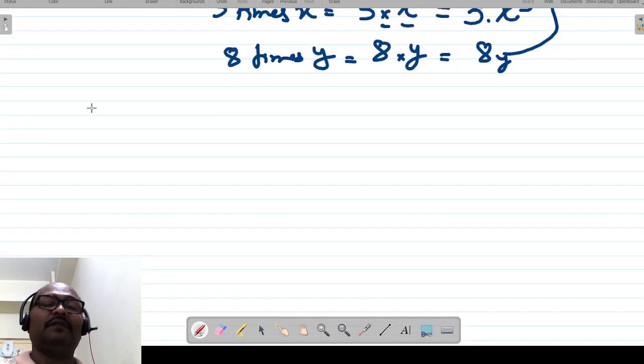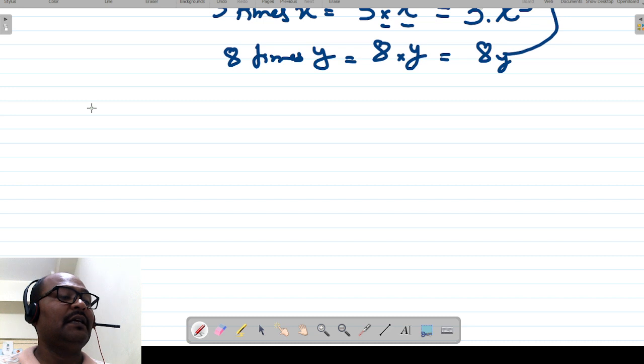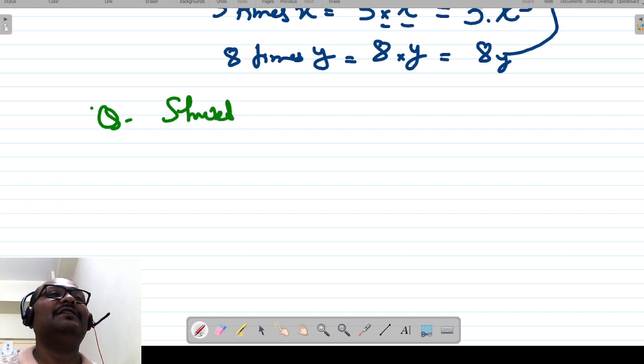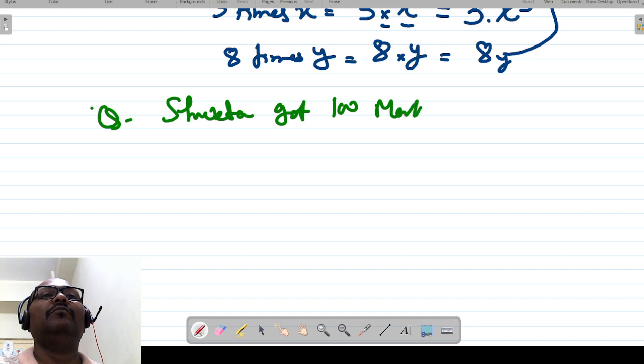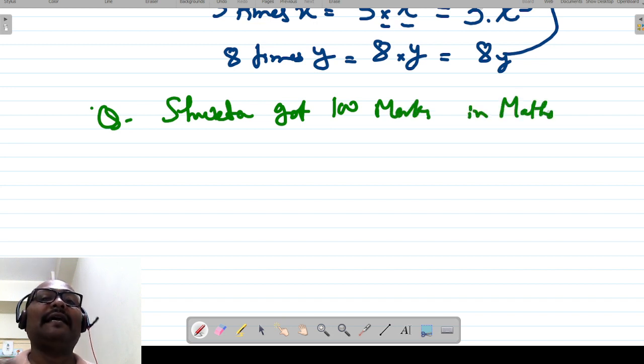Suppose Shweta scores 100 marks in mathematics. Oh my god, 100 marks. Full marks. A good student. So I'm writing the question initially. Shweta got 100 marks in maths.